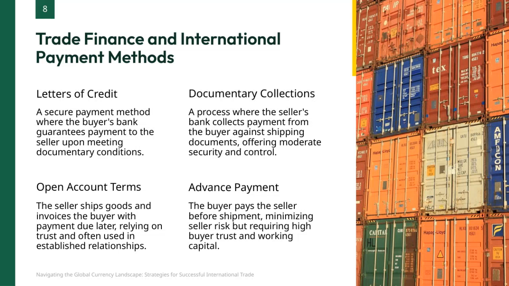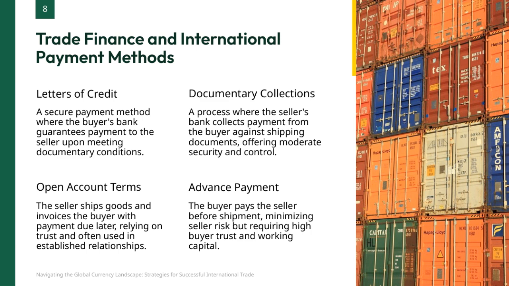Here we have an overview of key trade finance and international payment methods, which are crucial in managing risks and ensuring smooth transactions in global trade. Starting with letters of credit, this method provides a high level of security because the buyer's bank guarantees payment to the seller as long as the agreed documents are presented. Next, documentary collections involve the seller's bank collecting payment from the buyer in exchange for shipping documents. This offers moderate security and gives both parties some control during the transaction.